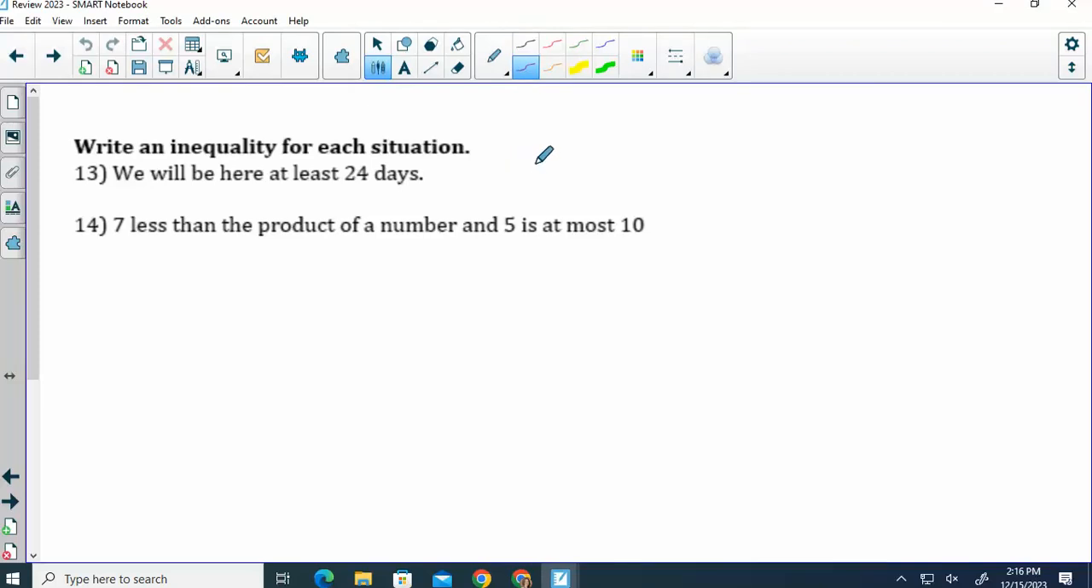So we could say x, we could say d for days. At least means what? At least means you'll have that many or more. So the number of days would be greater than or equal to 24. If I said at most, what would we do? Less than or equal to. If I said less than or more than, then those would not have equal to's with them.